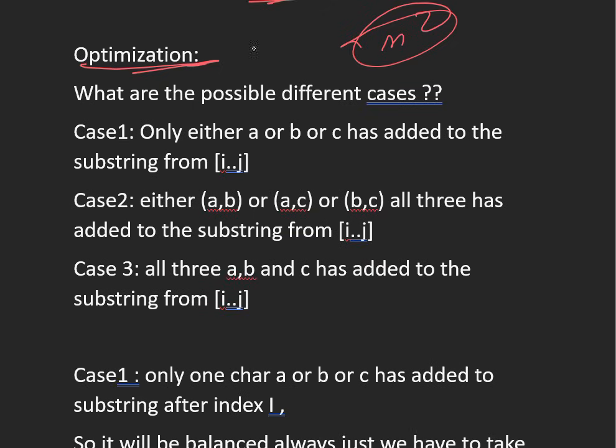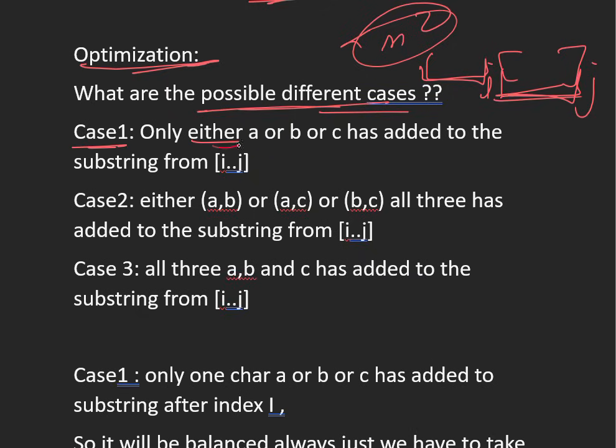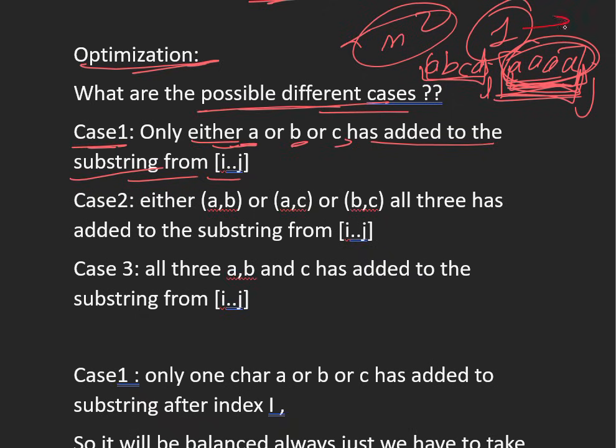So suppose this is i and j, and some string is present here. What are the different possible cases that make this substring i to j balanced? So case first, only either A, B or C has been added to the substring from i to j. Suppose A, B, C, D, this is up to i. Then we add A. So see, all characters are similar only. So if one character is present, then no matter how much frequency it has, it will be balanced.